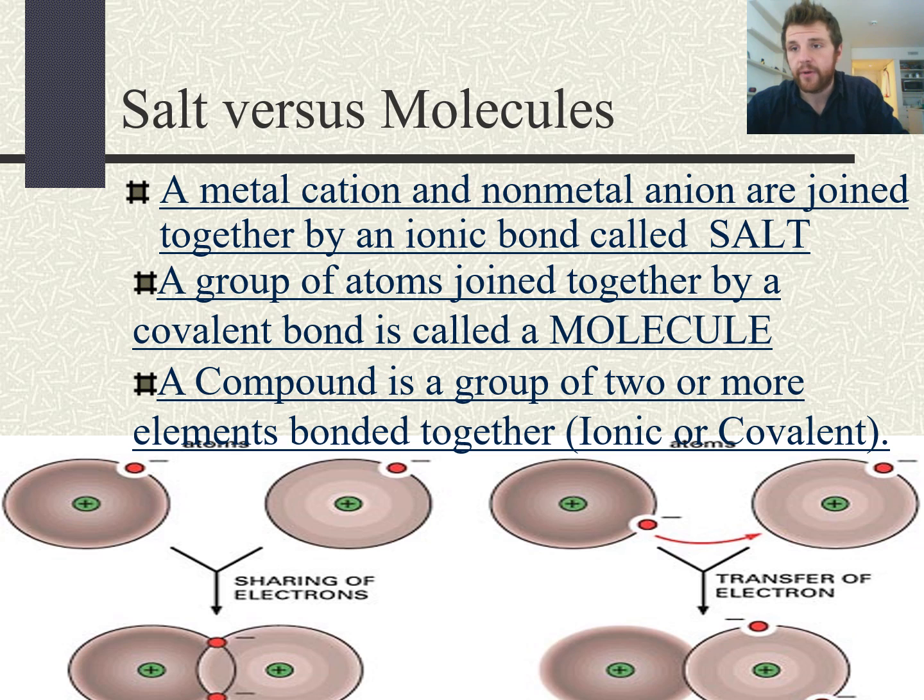Let me erase that quick. A compound is a group of two or more elements bonded together. So everything is basically a compound, but within that context, we can differentiate between ionic or covalent.